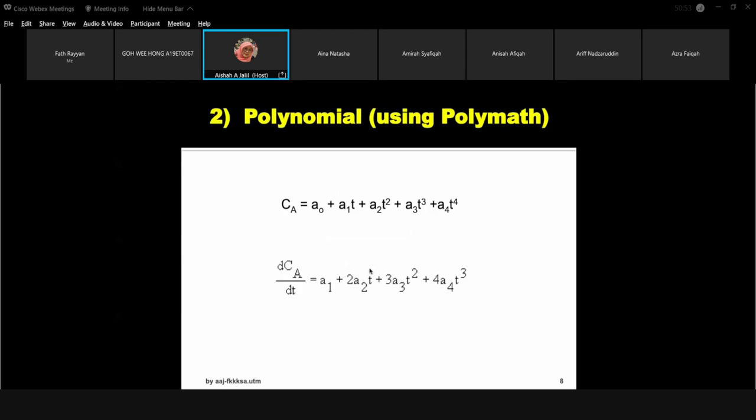Next, polynomial using Polymath. I don't know whether you got the computer assignment or not from the tutor.